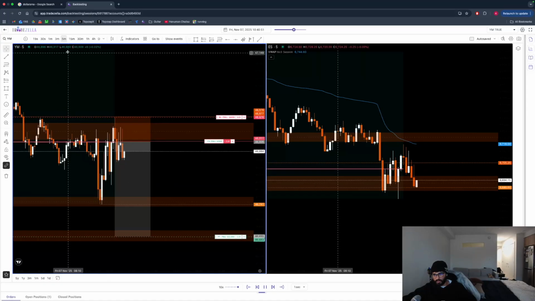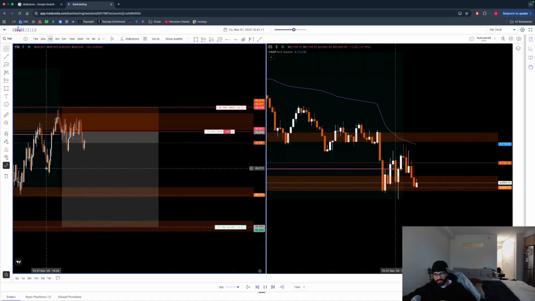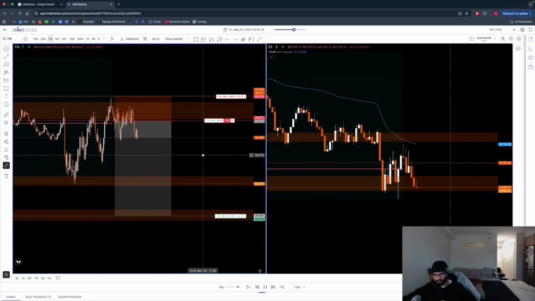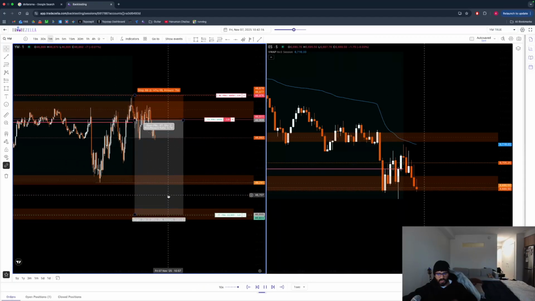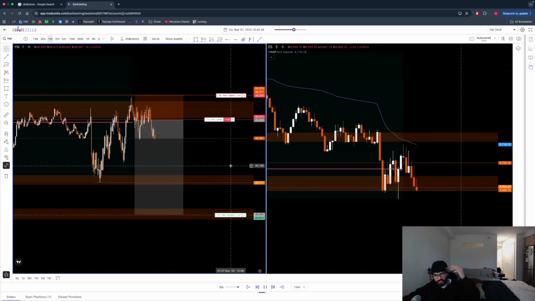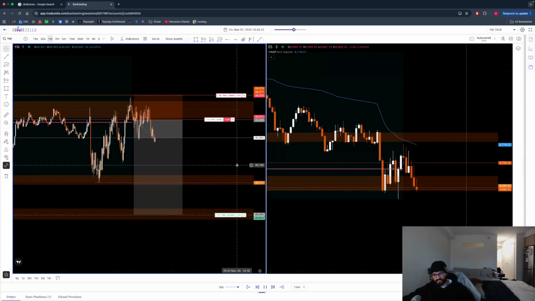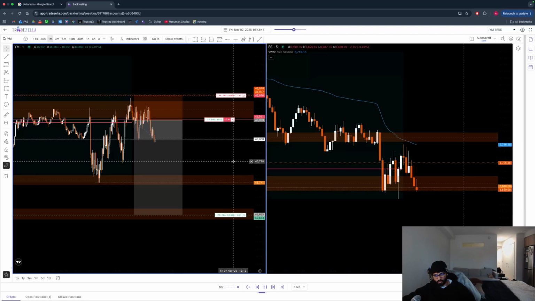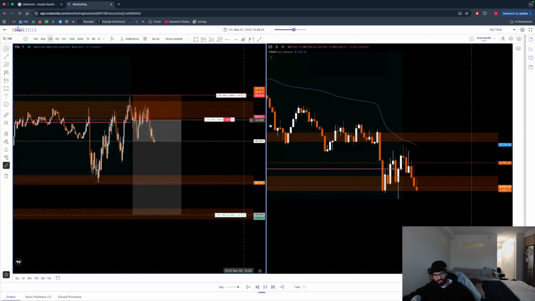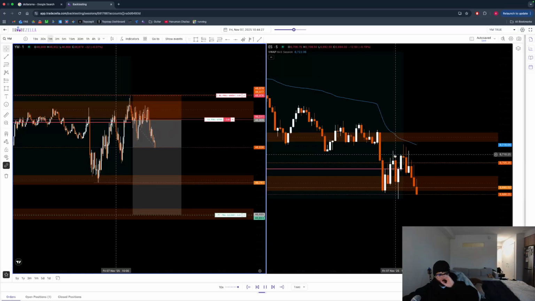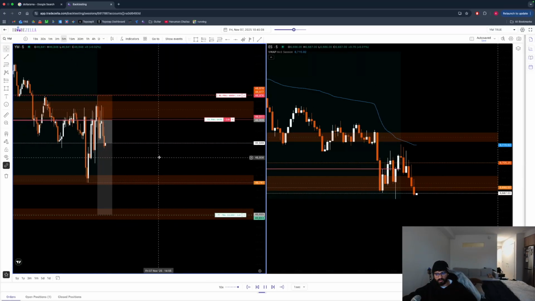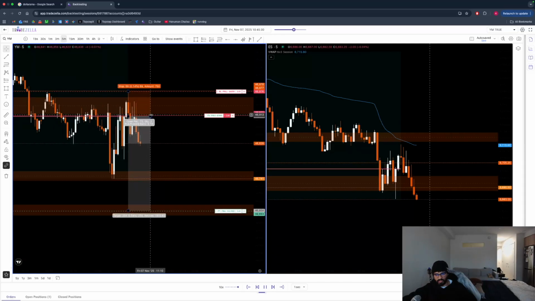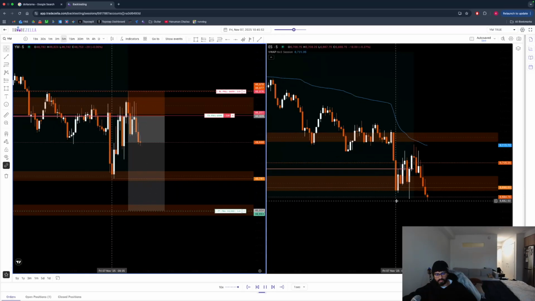So looking at structure right now, it's looking very primed for a break, and actually playing point of control rejections is one of my favorite setups, because I find that once sellers are in control, especially after a period of accumulation, we literally just break so fast. And I feel quite confident in this setup right now, especially when I look at the momentum of ES.